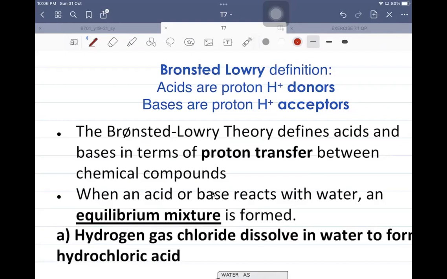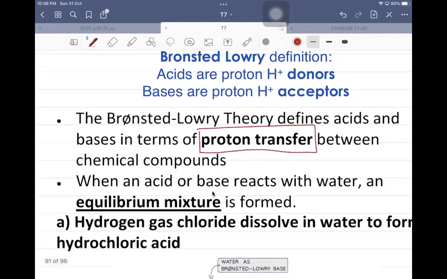So that's what we mean by proton transfer. When an acid or base reacts with water, an equilibrium mixture is formed. This is why we talk about acids and bases being an example of an ionic equilibria, because when we dissolve it in water or we react it with water, there is an equilibrium mixture. That means the forward reaction is happening, the reverse reaction is happening, okay?